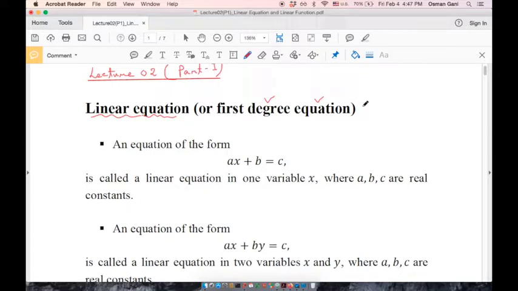If two algebraic expressions are connected by the sign of equality, let's say ax plus b equal to c. Here ax plus b is an algebraic expression and c is an algebraic expression. So if two algebraic expressions are connected by the sign of equality, then this statement is called an equation. And the degree of an equation is the highest power of the variable. Here x is a variable and it has power 1. So the degree of this equation is equal to 1.